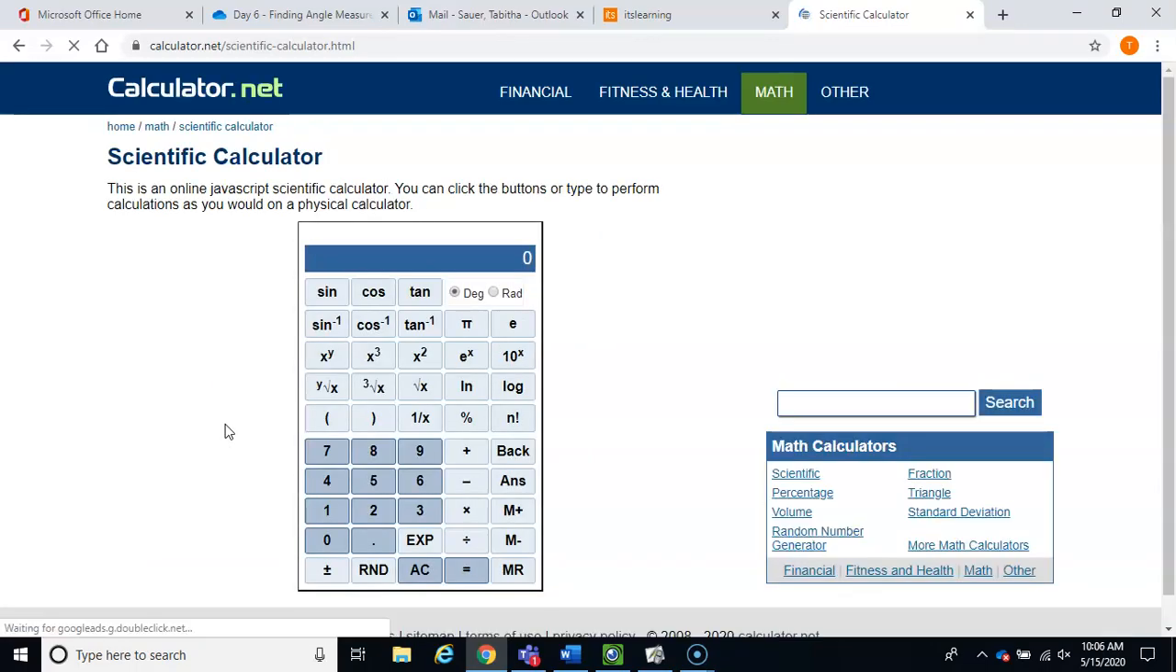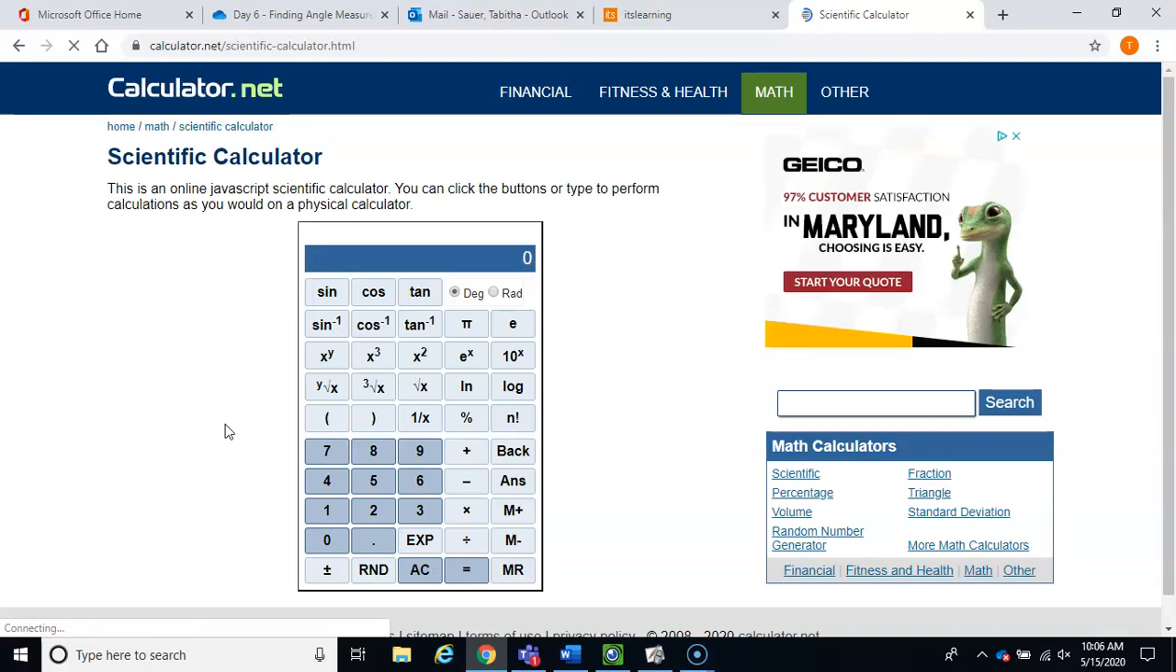Alright, so here's that calculator we used last week. Now we're trying to find tangent inverse of 7/4. Remember, up here we used these three, sine, cosine, and tangent, last week. Make sure it's in degrees. See how degrees is highlighted. Then down here is sine inverse, cosine inverse, and tangent inverse. We're using tangent inverse, so click on it, and it says arctan. Some calculators will say tangent inverse. Either way, it means the same thing.